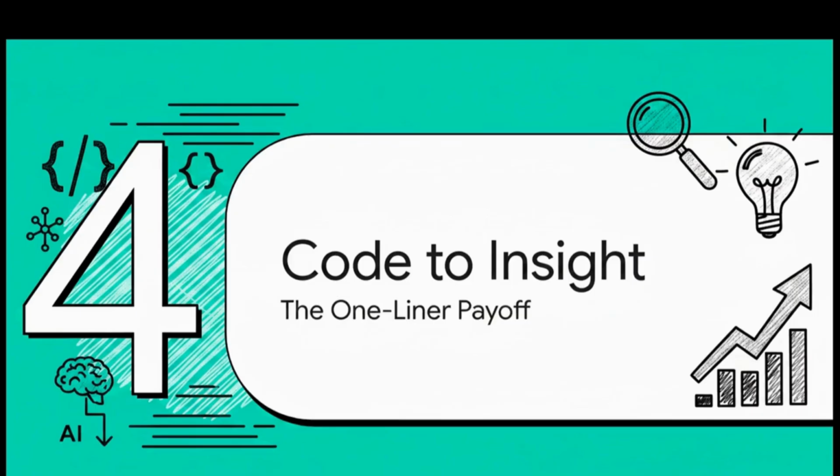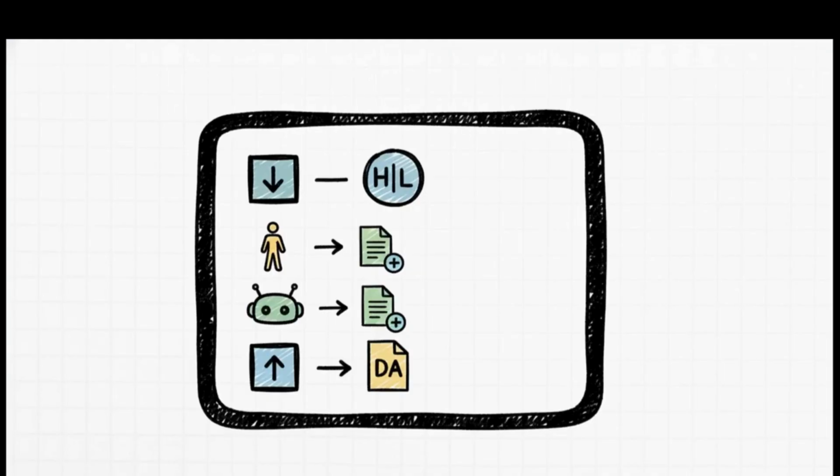Section 4, from code to insight, or as I like to call it, the one-liner payoff. All right, let's look at some code. It's actually this simple. First, you import the haic logger. Then, for every user session you want to track, you create a new logger instance. We'll just call this one session 123.